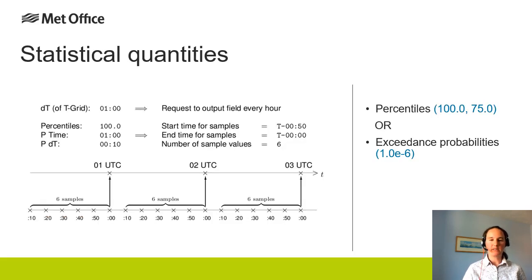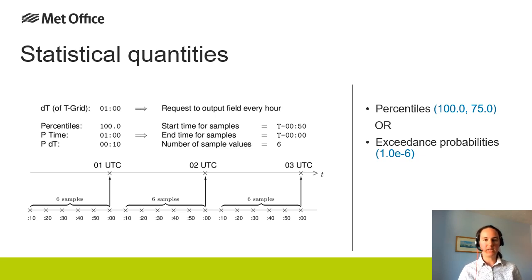Finally, I said I would mention some statistical quantities. NAME is capable of computing statistics online as it runs. For example, you might want to consider the maximum concentration in the last hour, or the median concentration in the last hour, or perhaps the probability of exceeding a certain threshold over the last 6 hours, and that's all possible within NAME. Now this looks a little bit like the time averaging functionality, but is subtly different, so take a bit of care when using it.